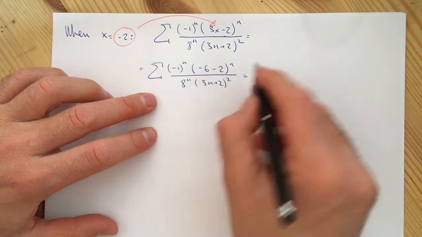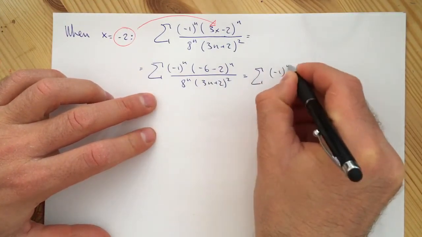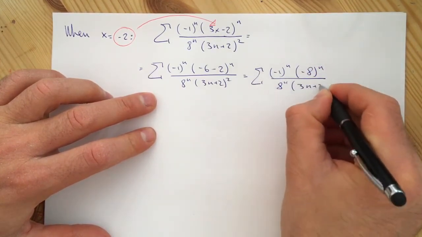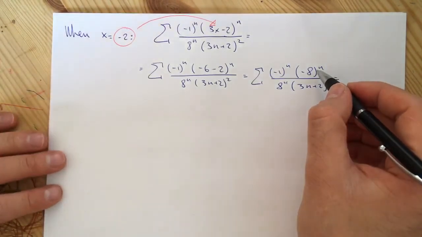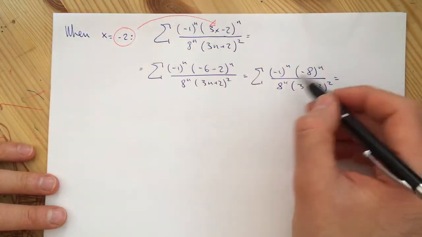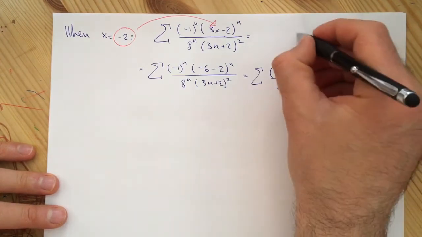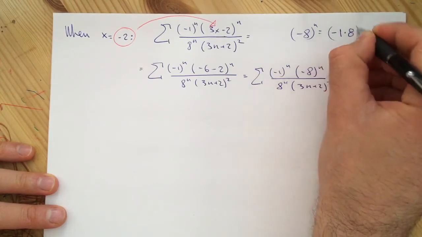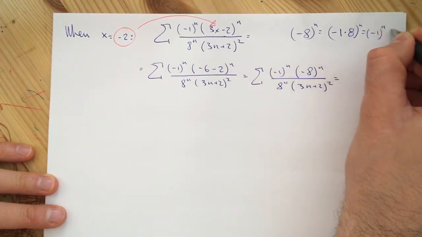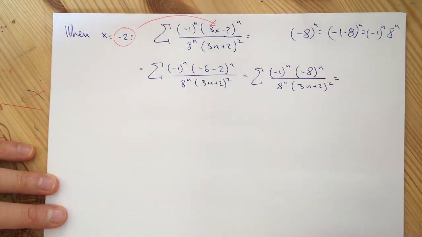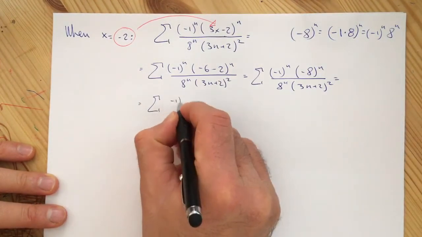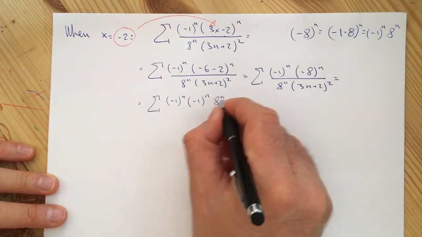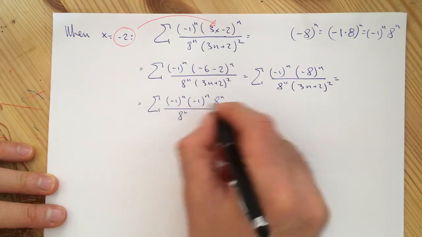Why? Because this is going to end up being negative 8 to the power of n over (3n plus 2) squared. Now don't jump into canceling these two, because this is not the same factor. Negative 8 to the power of n is negative 1 times 8 to the power of n, which is negative 1 to the power of n times 8 to the power of n. And that's exactly what I'm going to write here: negative 1 to the power of n times negative 1 to the power of n times 8 to the power of n. And only now I will cancel the common factor.